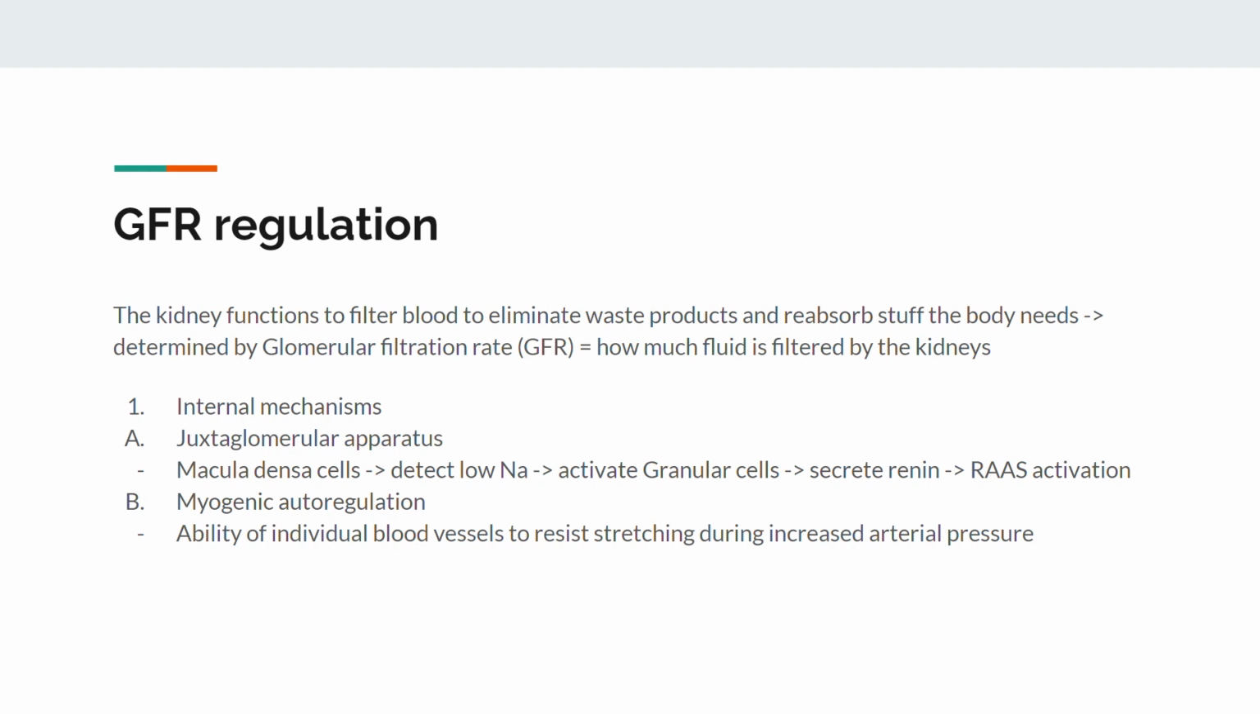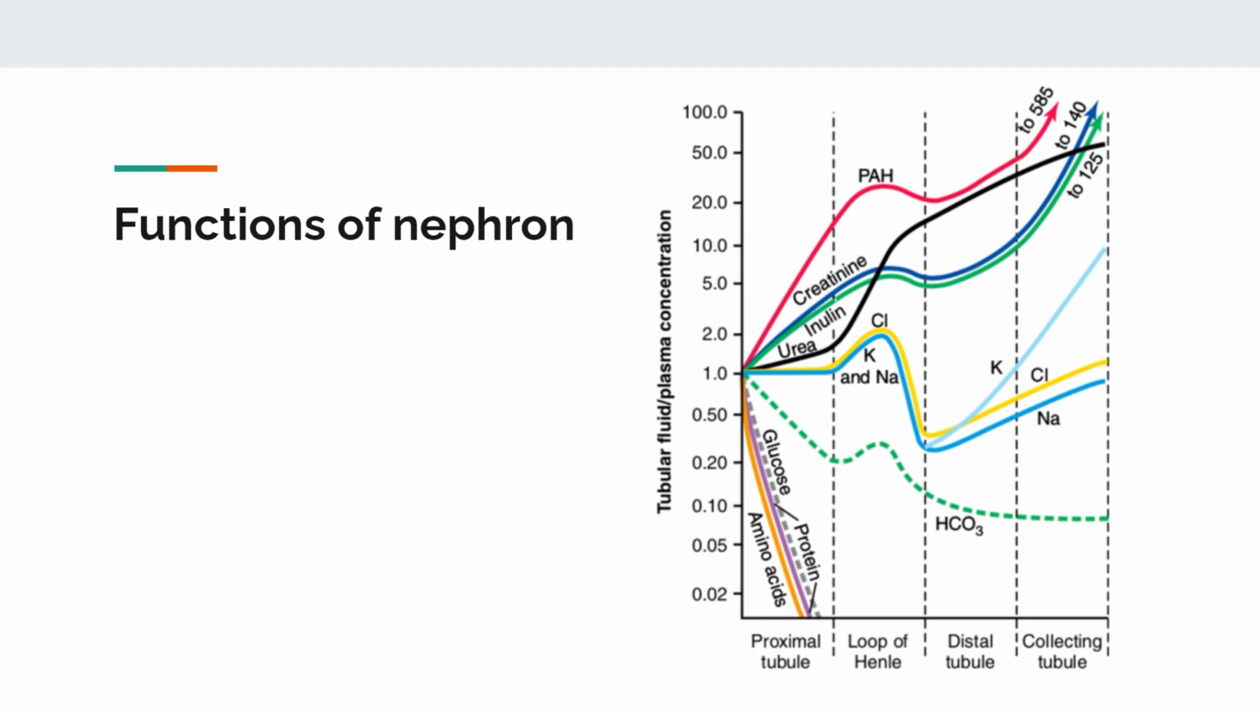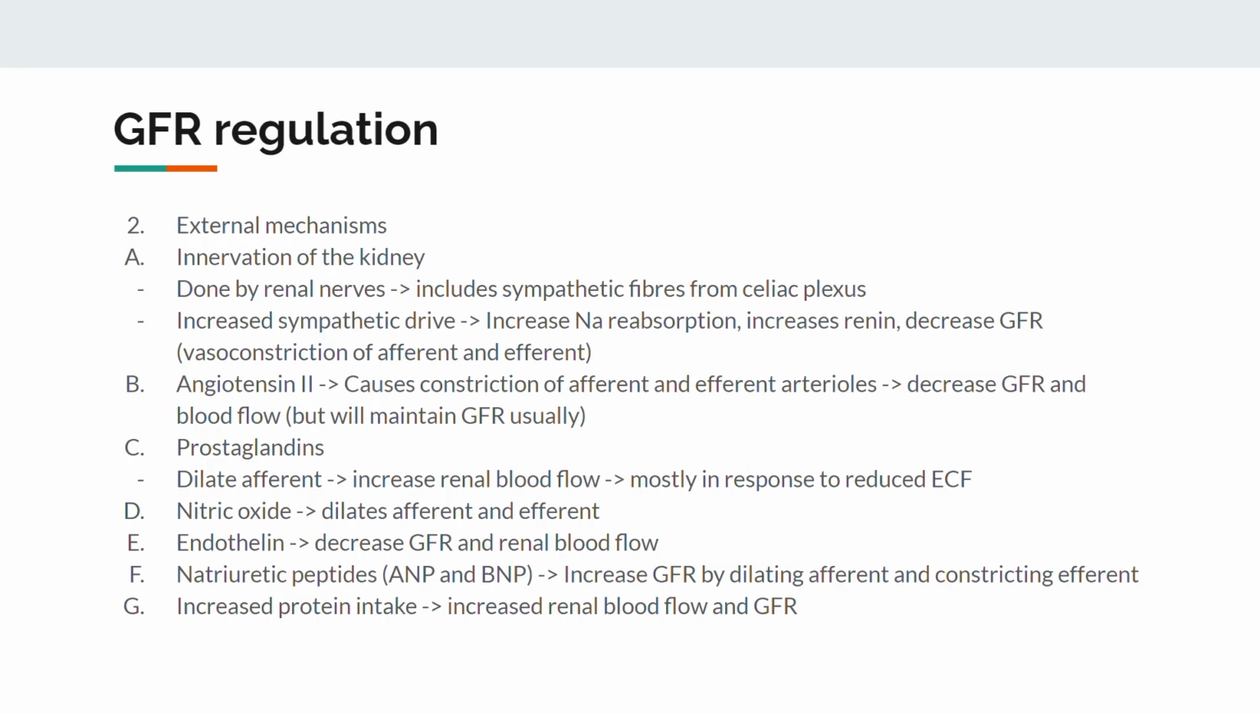You've then got your myogenic autoregulation. This is essentially the ability of the blood vessels within the kidney to resist stretching due to increased arterial pressure. So it's just a factor that is pretty much present in all major arterial blood vessels, where if there's an increased arterial pressure, they actually will constrict to prevent excessive stretch. Apologies, the slide was a bit messed up.